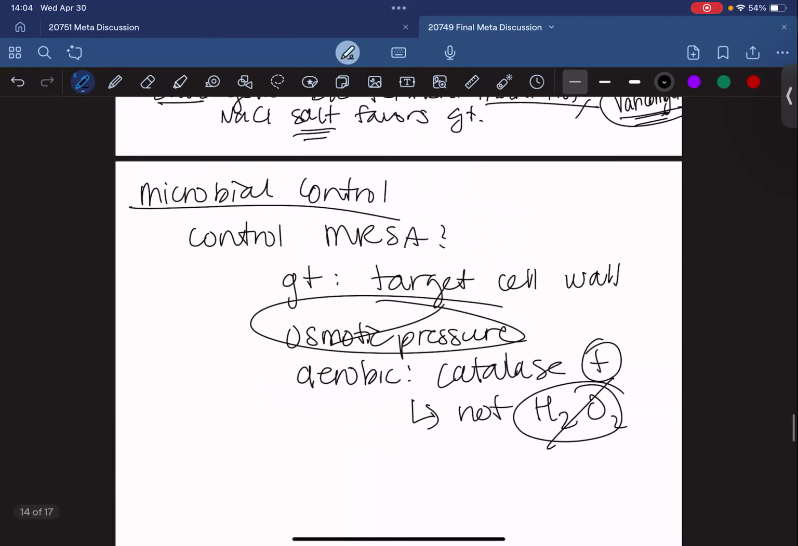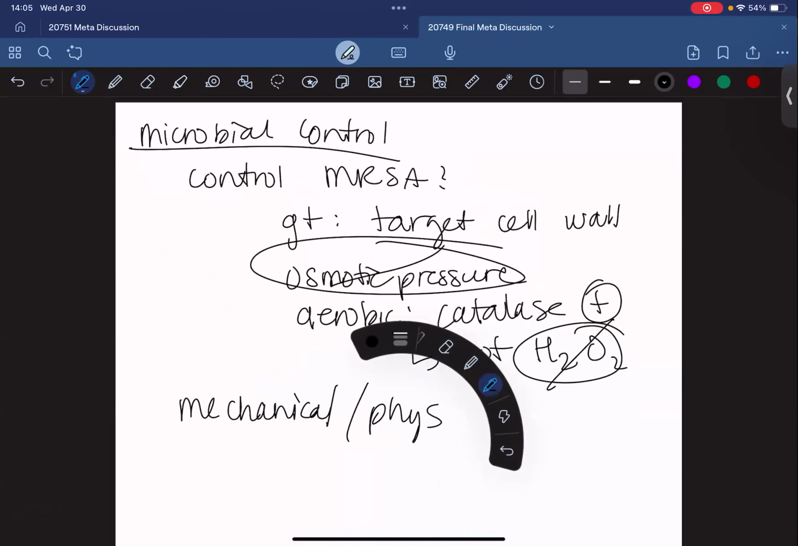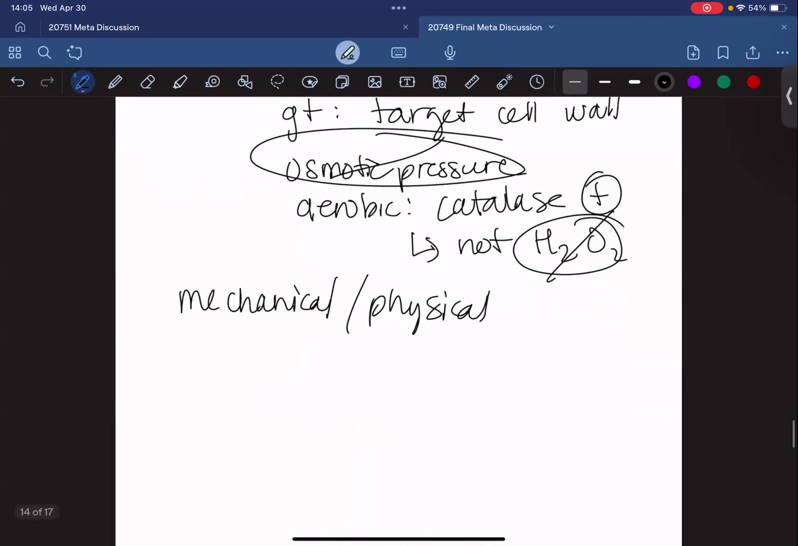If we had a high enough concentration of hydrogen peroxide, we could even sterilize areas with that. So that's going to be 35% or higher. And we usually are going to use that in a vapor format. We could also use mechanical or physical control of these. We could autoclave any instruments that touched any MRSA to sterilize.